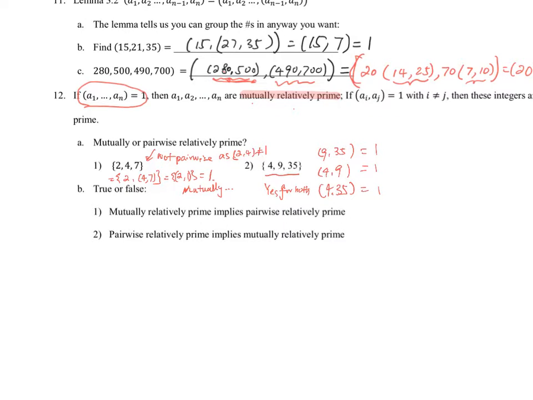Now just true or false: mutually relatively prime implies pairwise relatively prime. If you look at the above example, you know this is false. Just look at this example. It's mutually relatively prime, but not pairwise relatively prime. The bottom one: pairwise relatively prime implies mutually relatively prime. This is true.